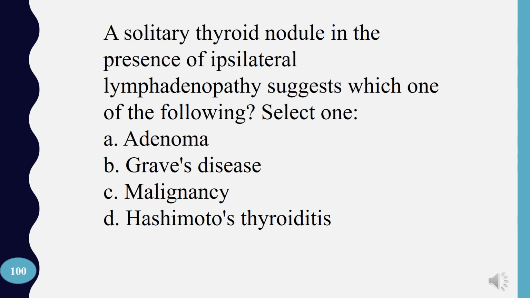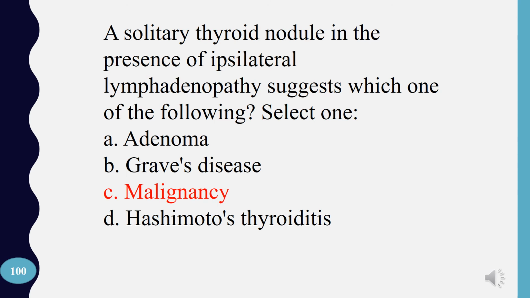A solitary thyroid nodule in the presence of ipsilateral lymphadenopathy suggests which one of the following? A. Adenoma. B. Graves' disease. C. Malignancy. D. Hashimoto's thyroiditis. The answer is C. Malignancy.